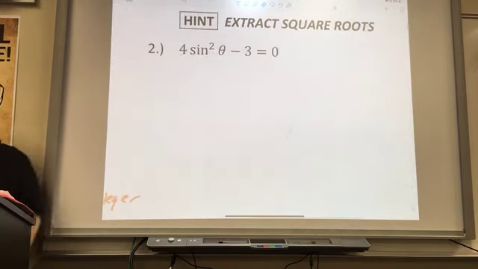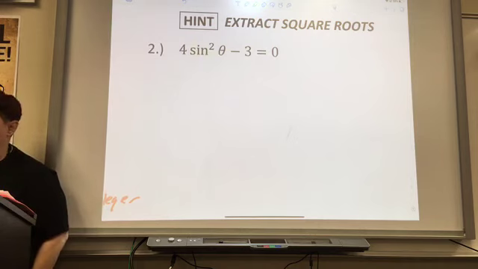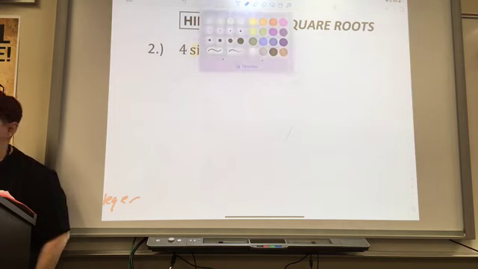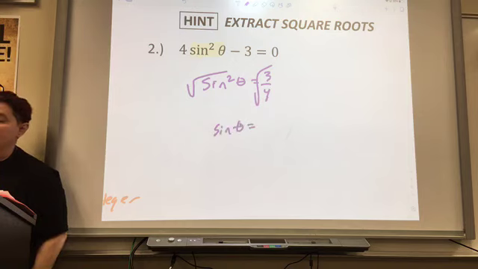Okay, guys, check it out. Let's try to solve for sine. All right, watch this. This one's easy. Here we go. Add 3, divide by 4. Square root both sides. Now, when you're solving a trig equation and you square root both sides, what do you get? Plus or minus. Plus or minus root 3 over 2.